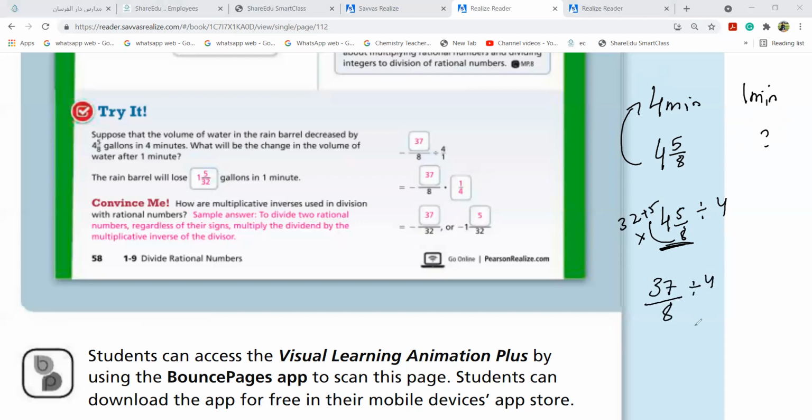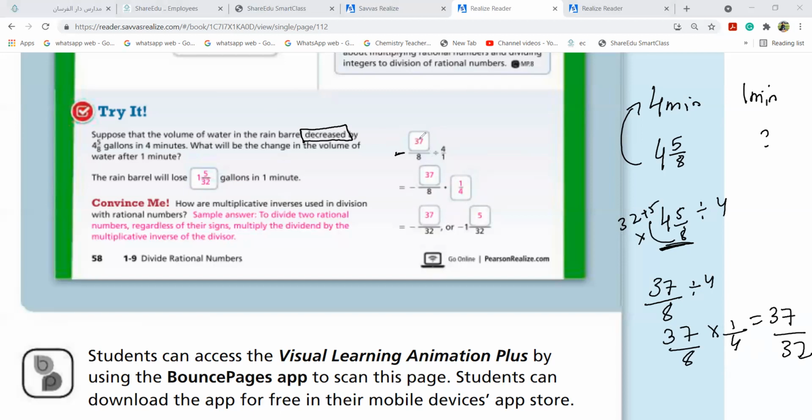37/8 divided by 4. Change it to multiplication, 1/4. Right? So your answer is 37/32. 37, don't forget the minus sign. Why did I say minus sign? Because it is a decrease. See, minus here because decreased.